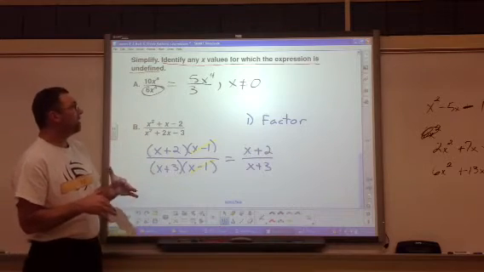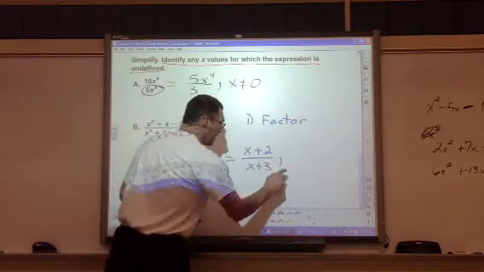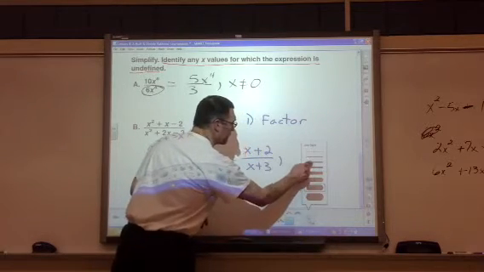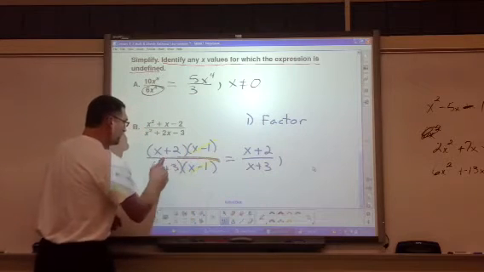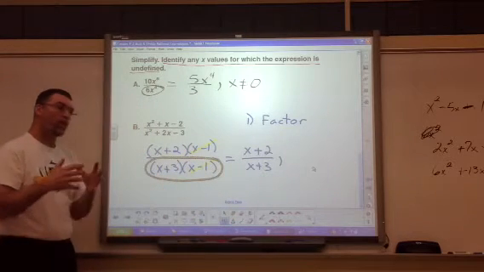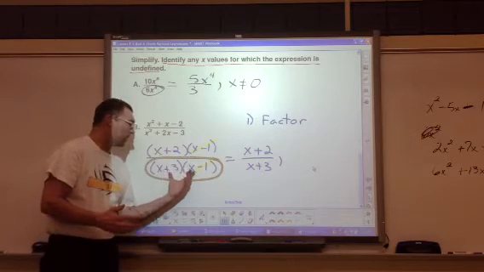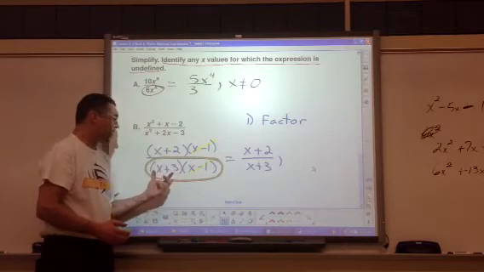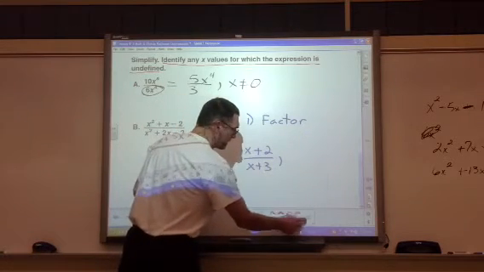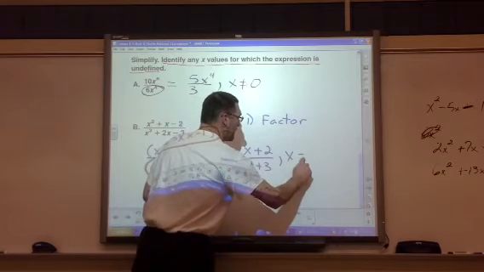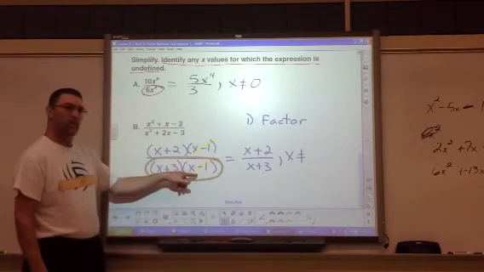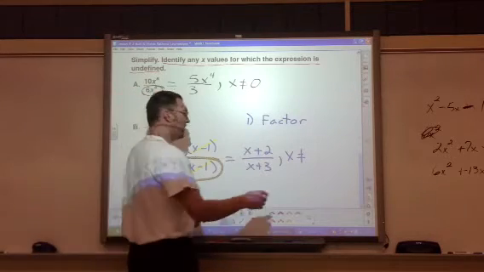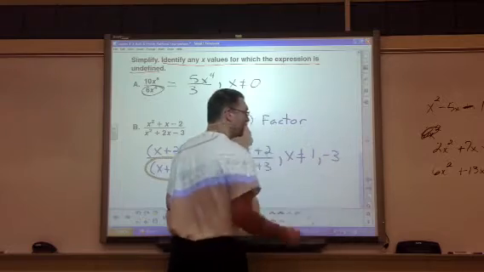Now, when I talk about where it's undefined, I have to go back and look at the original denominator before I cancel. So I have to look at both of these factors here for where it's undefined. So I'm going to say then that x cannot equal positive 1 for the x minus 1 factor and negative 3 for the x plus 3 factor. So 1 and negative 3.